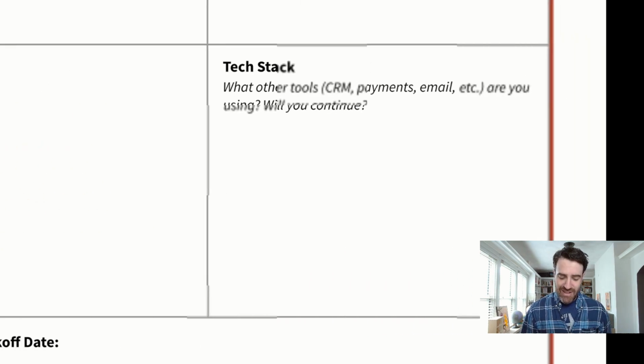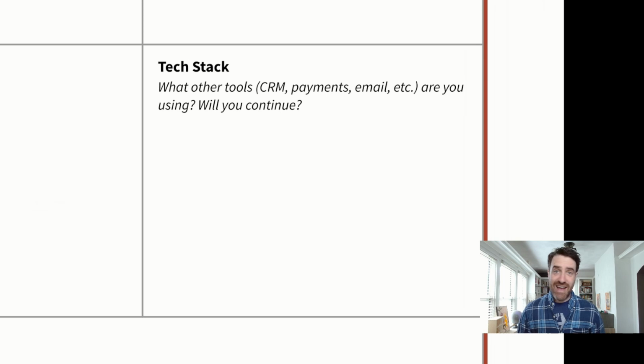Now we're going to turn our attention to your tech stack, which is just a fancy way of saying what tools are you using? What other tools are you using here, and will you continue to use those tools moving forward? Really just list out any tools that you can think of that you're using for your website, but also your marketing more generally, because it'll help your partner connect some dots.